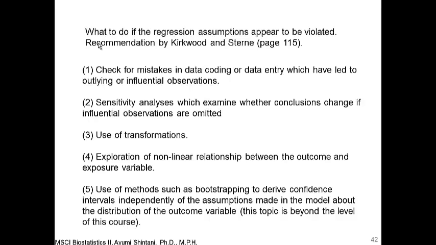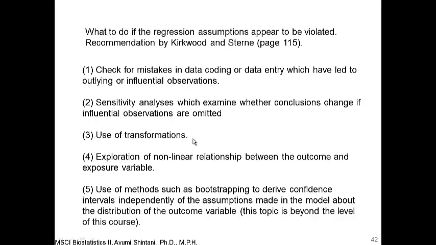So this is the recommendation for what to do when you see assumptions are violated. So you don't see normality in residuals and the variance seems to be changing across the level of the independent variable. Okay. And so this is the list of recommendations by Kirkwood and Sterne. 1. Check for mistakes in data coding or data entry which have led to outlying or influential observations. 2. Sensitivity analysis which examines whether conclusions change if influential observations are omitted.